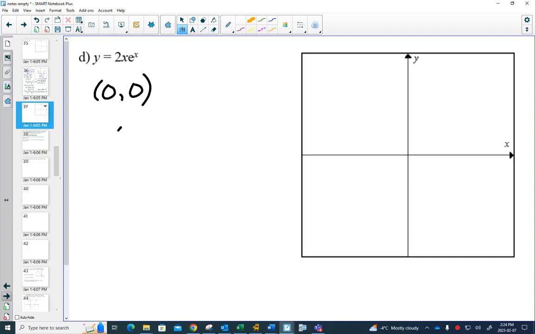As far as solving for x-intercepts, technically, I'm going to put the e to the x in brackets here. It's the same thing as multiplying. But if I want to make y equal to 0, I can split it here. Obviously, this part is 0 when x is 0.